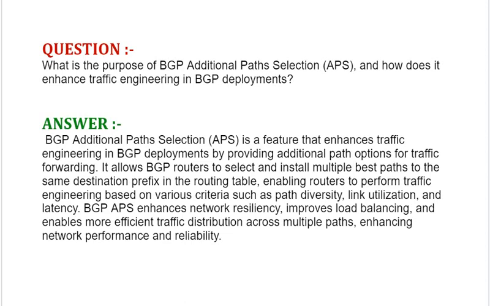It allows BGP routers to select and install multiple best paths to the same destination prefix in the routing table, enabling routers to perform traffic engineering based on various criteria such as path diversity, link utilization, and latency. BGP APS enhances network resiliency, improves load balancing, and enables more efficient traffic distribution across multiple paths, enhancing network performance and reliability.